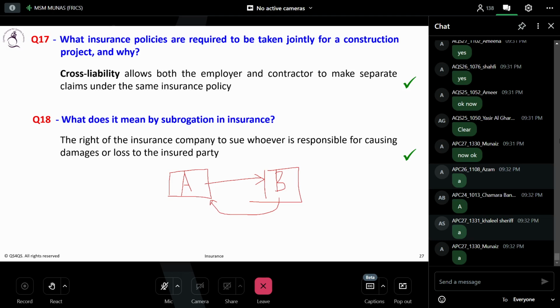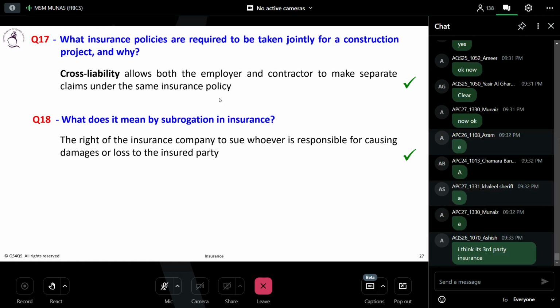Okay, is it clear? For example, you had an accident with another car. If you are at fault, the insurance company of the car you hit will rectify all the damages, and they will call your insurance company to pay for the losses. Ultimately, your insurance company will be paying that.